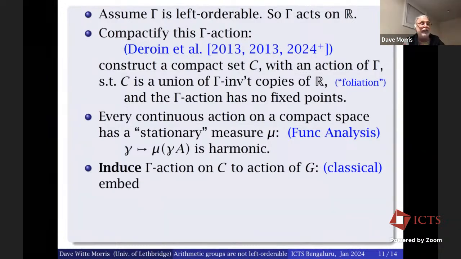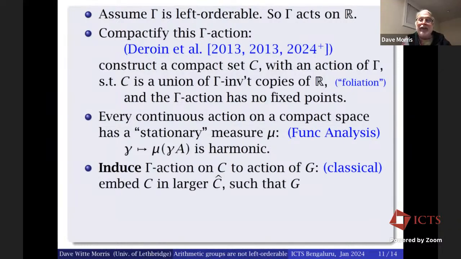So this classical construction of an induced action will embed C in some larger compact set, C hat, such that G will act on C hat. Now gamma is acting on C, we knew that already, but since G is acting on C hat and gamma is a subgroup, it will also act on C hat. So we have an action of gamma on C, and we have an action of gamma on C hat.